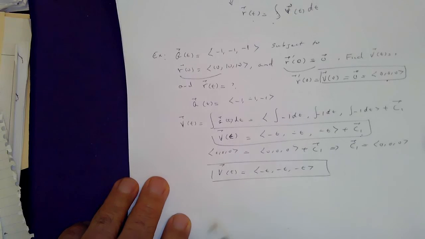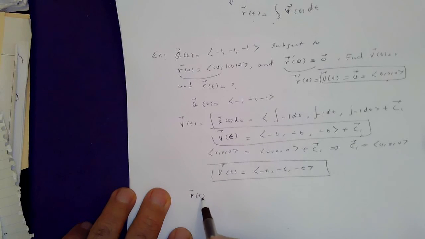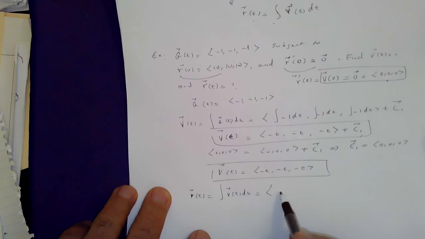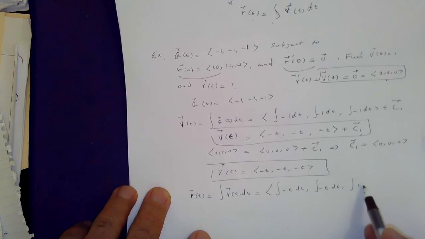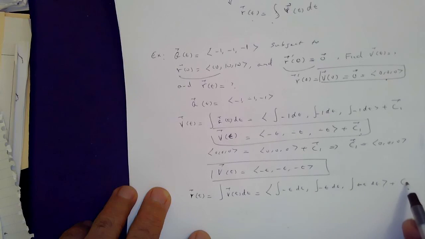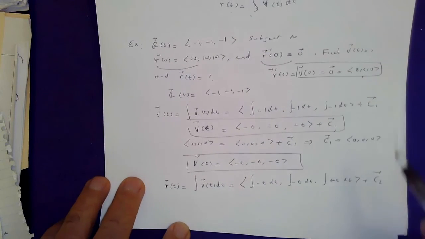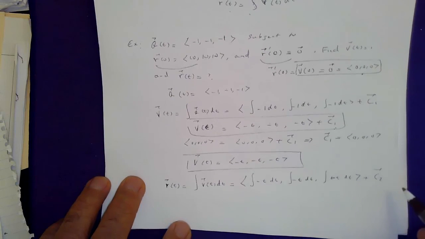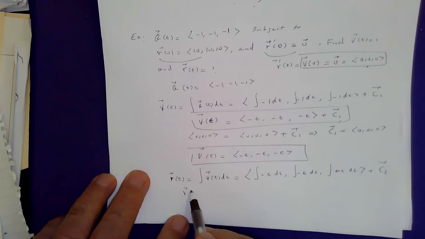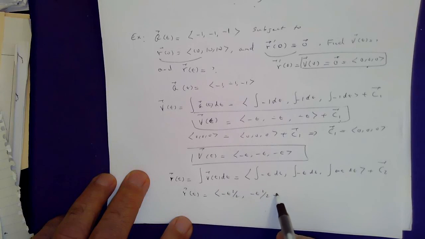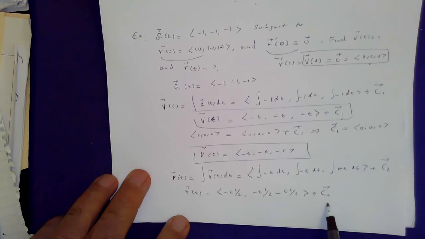Okay, but now I need to find the position vector. How do I find that? By taking the antiderivative of velocity, which is by taking the antiderivative of each of these components. So that would be negative t dt, negative t dt, negative t dt. But don't forget, now you have a second constant. Remember, in each case, the constant happens to be a vector, yes? So r of t is equal to (-t^2/2, -t^2/2, -t^2/2) plus c2. Now I need to find c2.